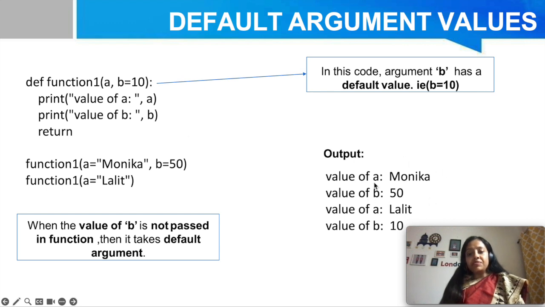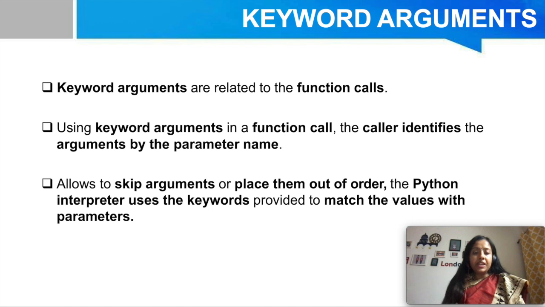That is why Monica 50 is printed. Okay, so a similar program has already been discussed before, right? So when the value of B is not passed, then it takes the default value. Okay, next we come to the keyword arguments.